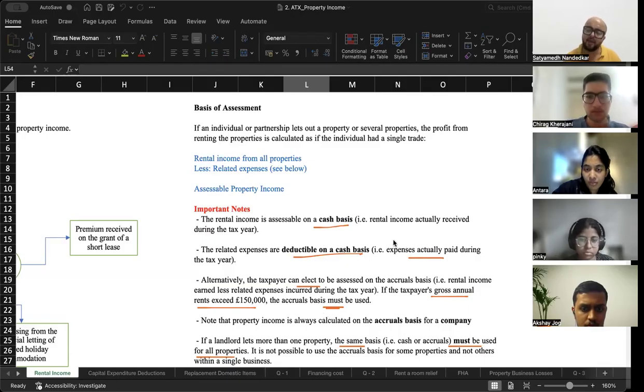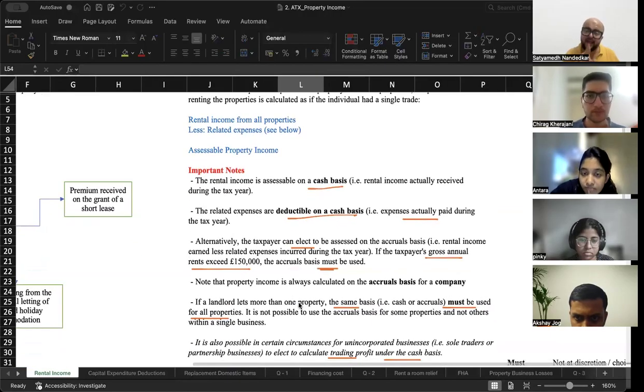That is, rental income actually received during the tax year is subjected to tax. So, unless you cross a particular threshold, rental income in case of an individual is assessable on cash basis. Amount received is subjected to tax, no accrual. The related expenses are deductible on a cash basis. When I say related expenses are deductible on a cash basis, again, only those expenses which are actually paid are allowed as a deduction. If you have recorded an entry rent expense account debit to rent payable, then it is not allowed as a deduction.